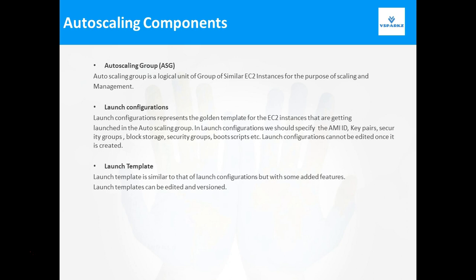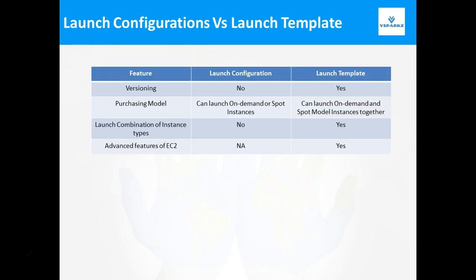Launch configurations represents the golden template for the EC2 instance. In other words, we can say launch configurations contains the necessary settings and configurations required to launch an EC2 machine. Launch template is similar to launch configurations, but with more added features.